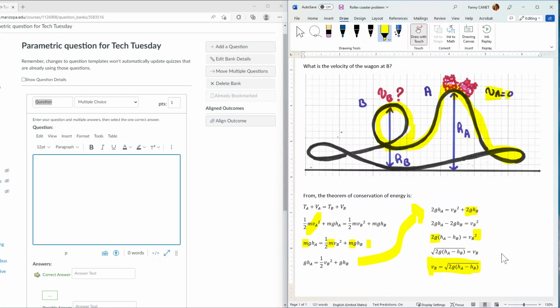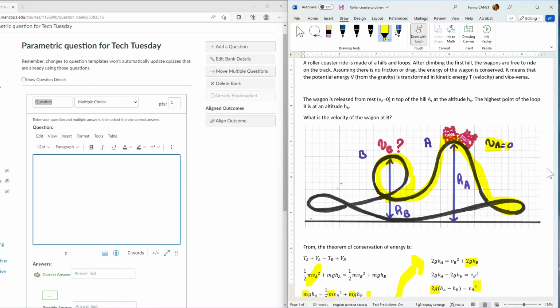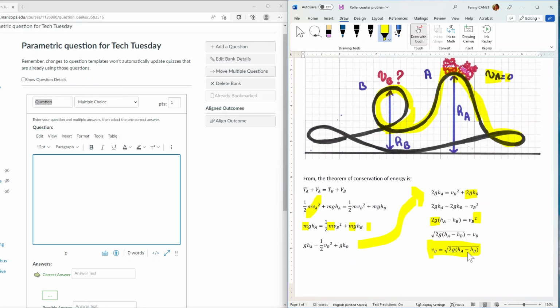g is given, and in international units it is 9.81 meters per second squared. Always the same, it never changes on Earth. So now, how do I take this problem, put it in Canvas, and enter this formula? All the students have different numbers, HA and HB, but the answer we are waiting for will be their own VB. So I am on Canvas on the left.